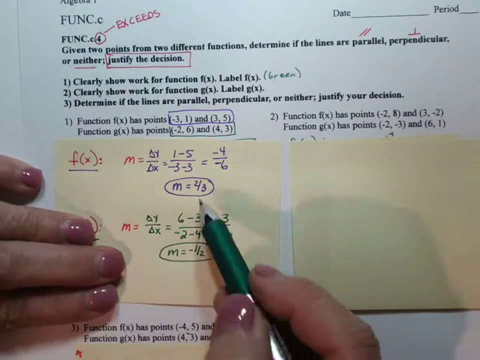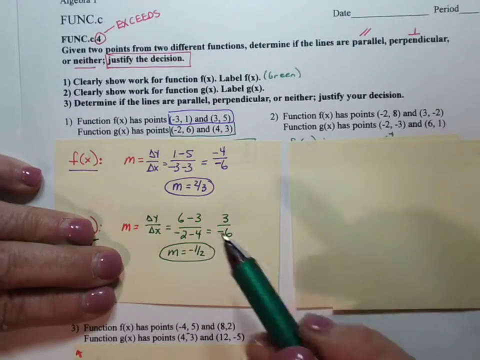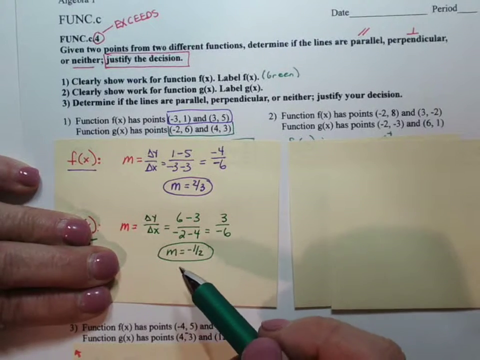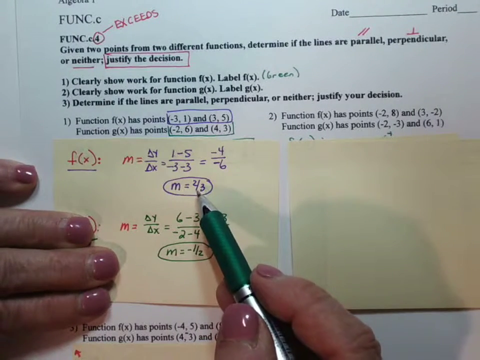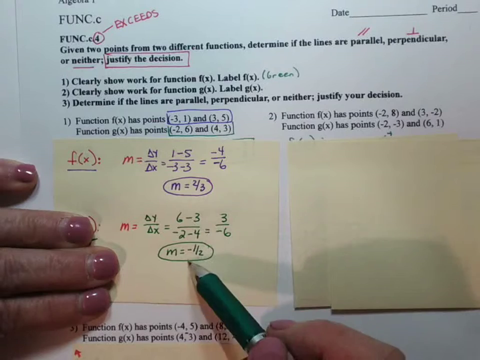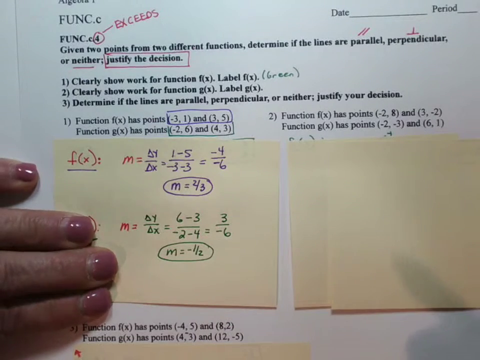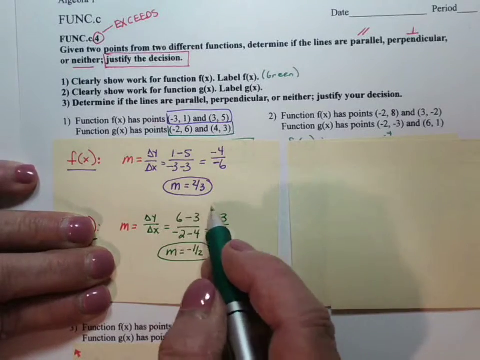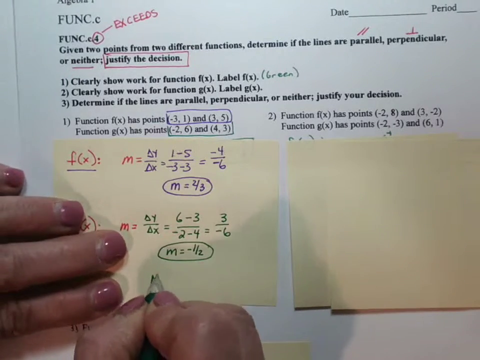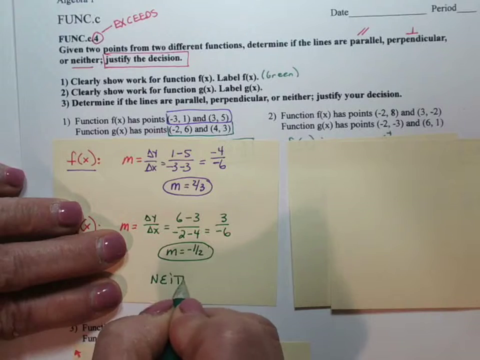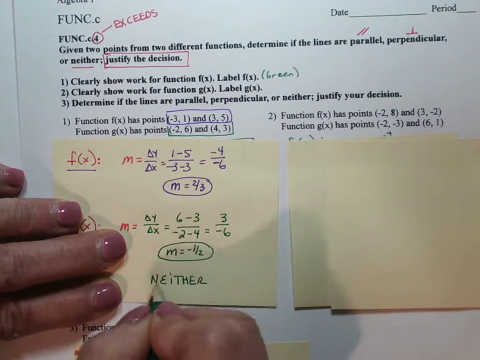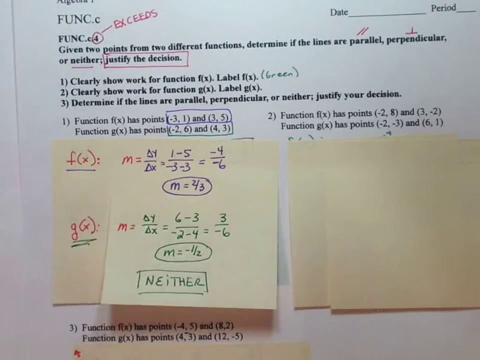So I asked myself, are the slopes the same? No, they're not parallel. Are the slopes perpendicular? Well, they have opposite signs, but the numbers 2/3 and 1/2 are not reciprocals. So based on these two slopes, the answer is neither. So that's how you do the exceeds.